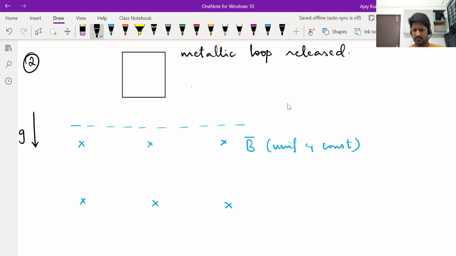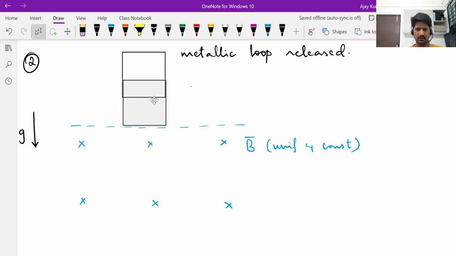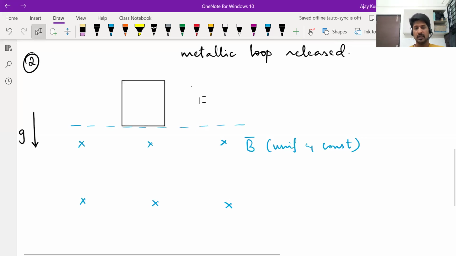Now see, as long as the magnetic field is not present, gravity will be the only thing acting on it. It will fall with an acceleration equal to g till it reaches here. Till it enters into the magnetic field, it falls with an acceleration equal to g. I want you all to tell me what happens after it enters into the magnetic field. Will the acceleration continue to be g? Will it become less than g or more than g? And why?